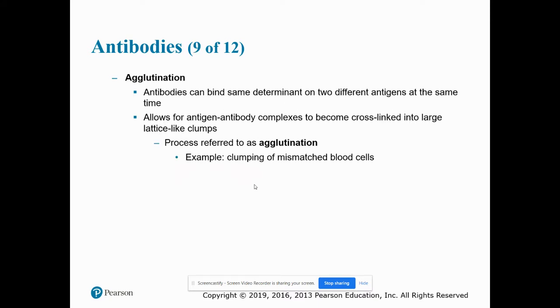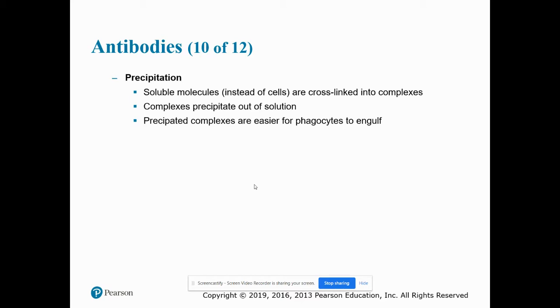Agglutination, again, we talked about this a moment ago, clumping of mismatched blood cells, but antibodies can have the same determinant on 2 different antigens at the same time. And what this does is it allows for antigen antibody complexes to become cross-linked into large lattice-like clumps, called agglutination. Precipitation is similar to agglutination, but it's molecules instead of cells that are going to be cross-linked into complexes, and then the complexes precipitate out of solution. The precipitated complexes are easier for phagocytes to engulf.